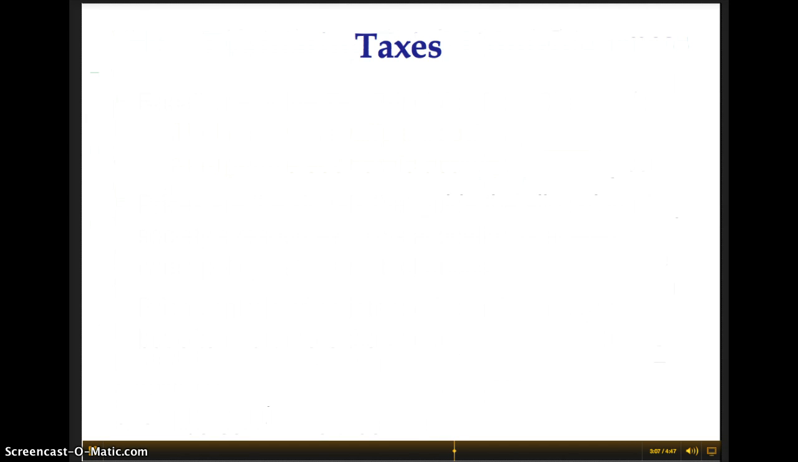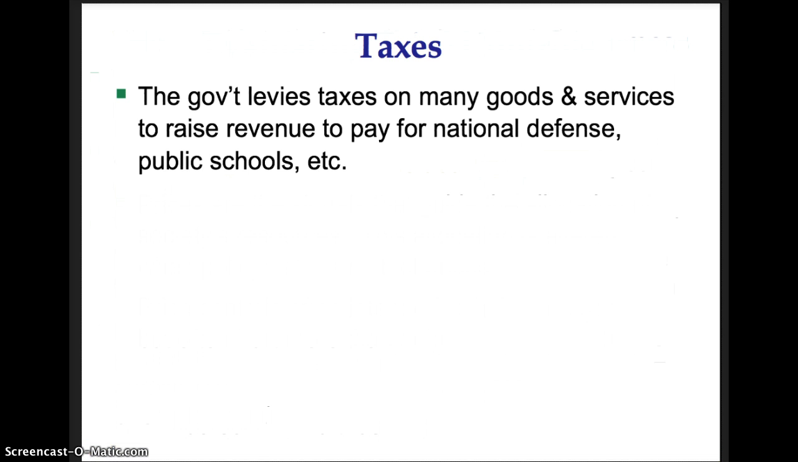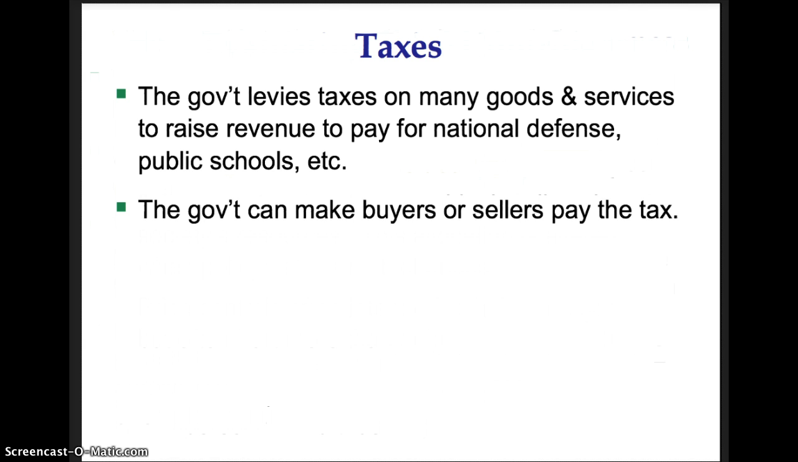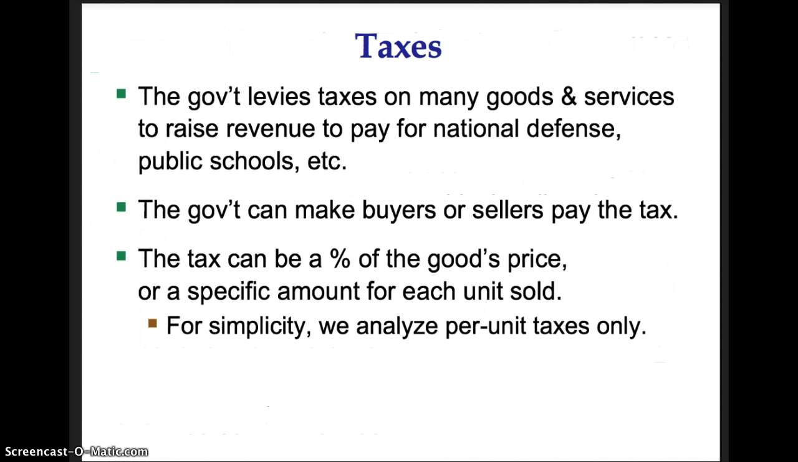to taxes. The government levies taxes on many goods and services to raise revenue to pay for national defense, public schools, police, and parks. The government can make buyers or sellers pay the tax. Taxes come in two forms, either as a percentage of the goods price or a specific amount on each unit sold. We are going to analyze per unit taxes, which is a specific amount on each unit sold.